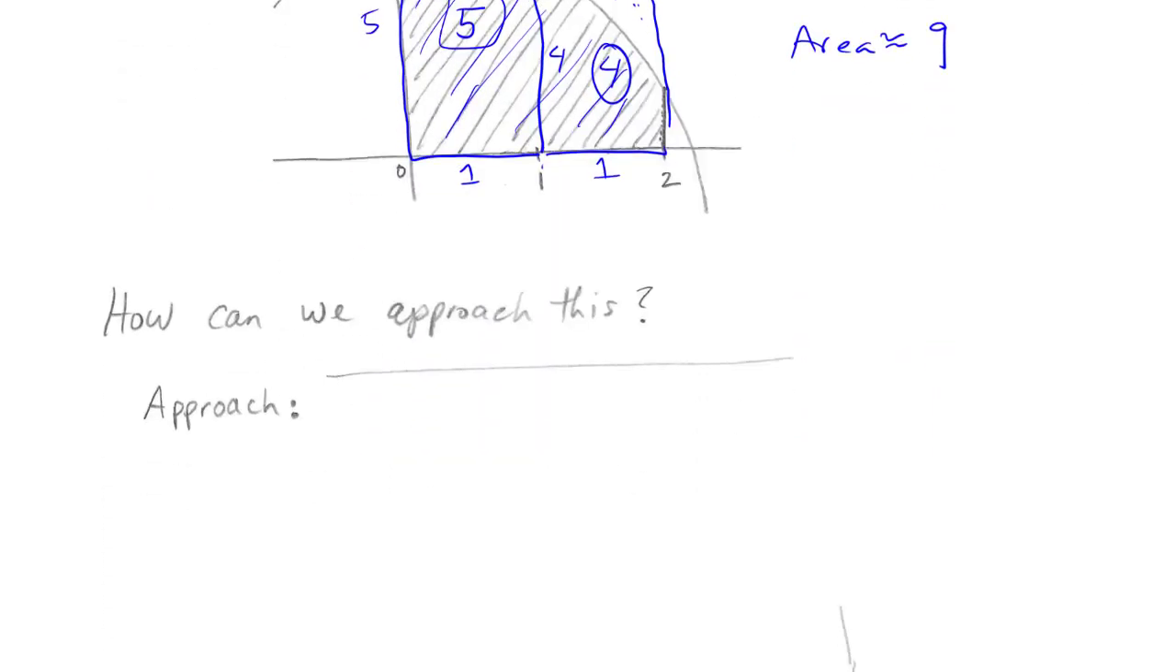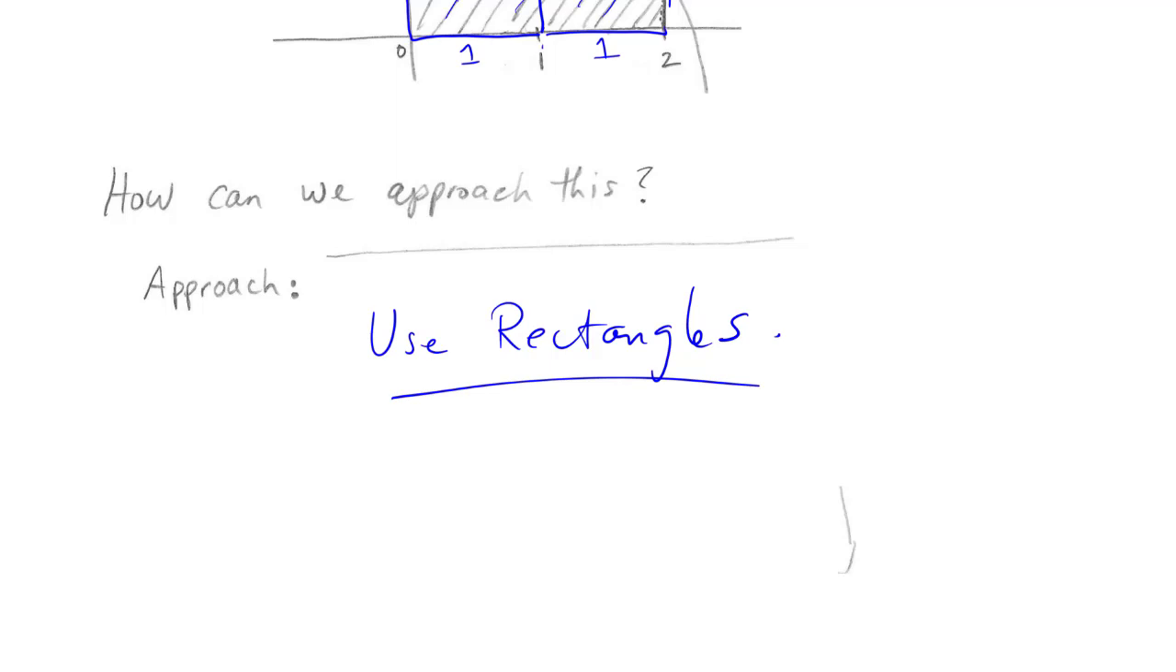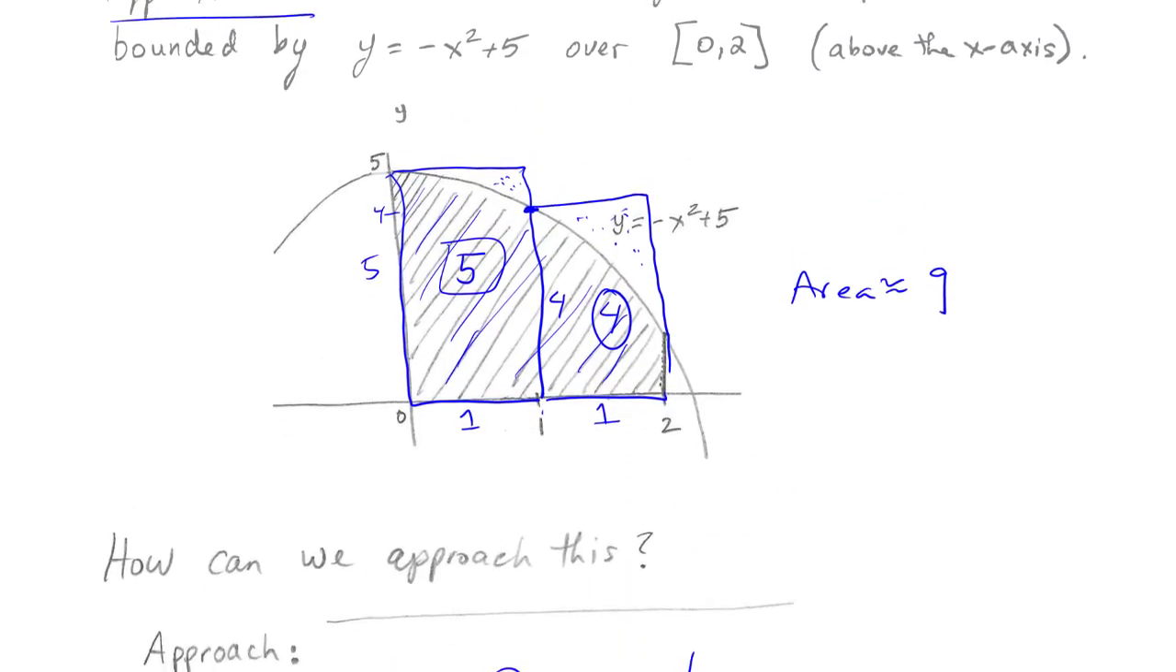So how can we approach this? We're going to use rectangles. A very simple idea, but this is really what finding area under a curve is about, using rectangles. And the idea is that if we wanted a better approximation, we should use more rectangles. We'll use more and more and more and see how we can get to a better and better answer, and even the exact answer at some point.